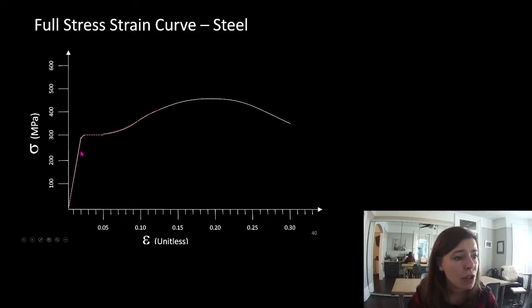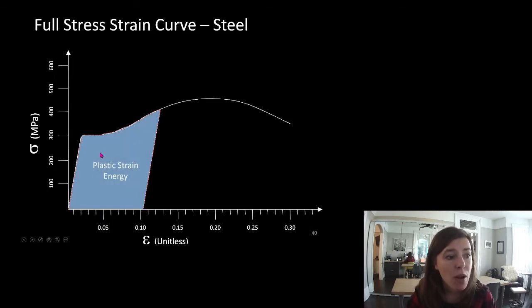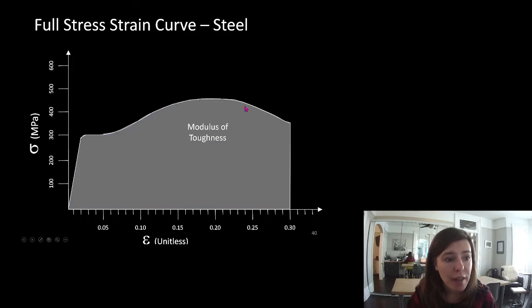Okay, let's load this up to here and then unload it. Take that load off. There will be permanent deformation in it, but there was some rebound here. So some of the strain released, but there is some permanent strain in this object, or permanent deformation. That was our plastic strain energy, and that was our elastic strain energy. At rupture, that's our modulus of toughness. That's all of the energy that went into failing this object.